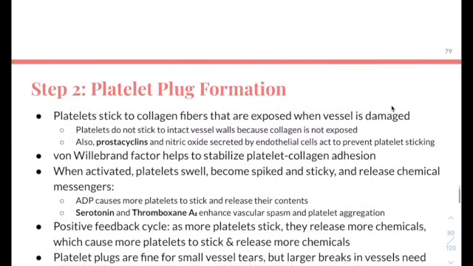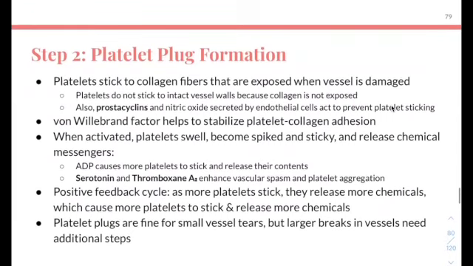The second step is platelet plug formation. So platelets start to stick to collagen fibers from the blood vessel that kind of stick out once that blood vessel's been poked through or whatever happens. Platelets cannot stick to the blood vessel walls, because platelets stick to collagen. They don't stick to the walls, the endothelial cells. If platelets stuck to those endothelial walls, it would cause all kinds of problems. We need our blood vessel walls to be smooth so things pass through easily.